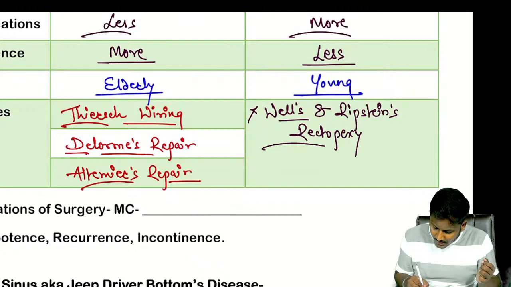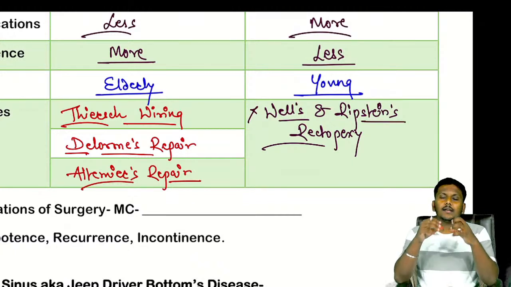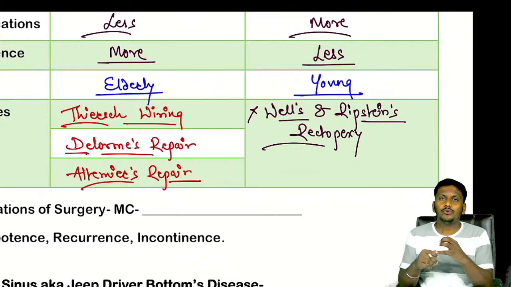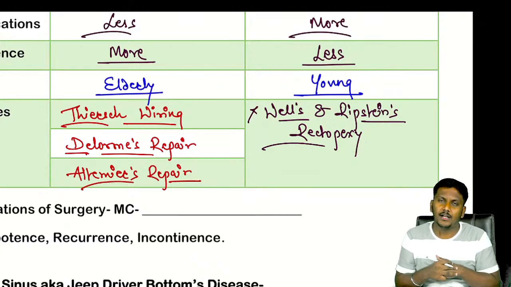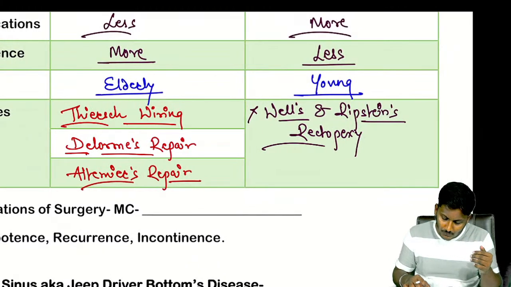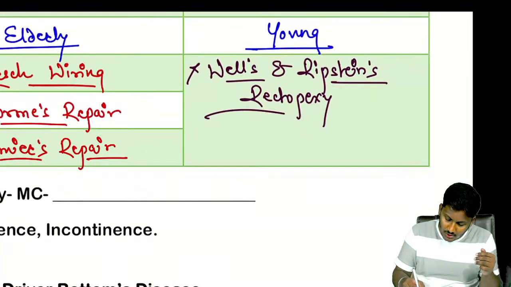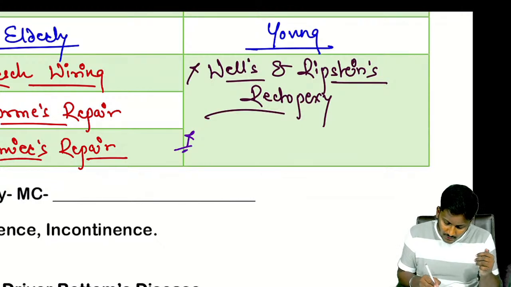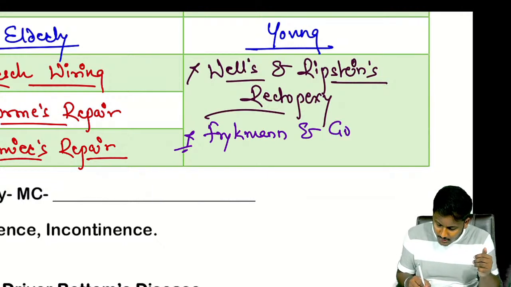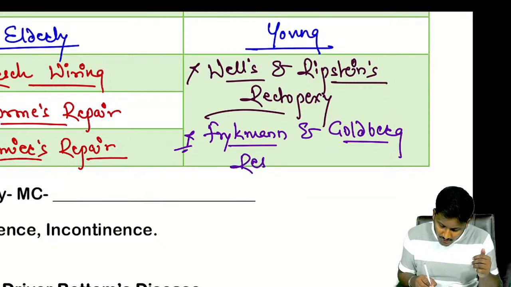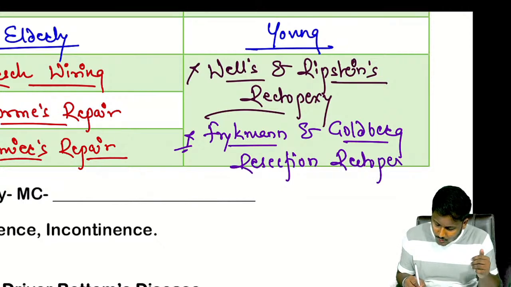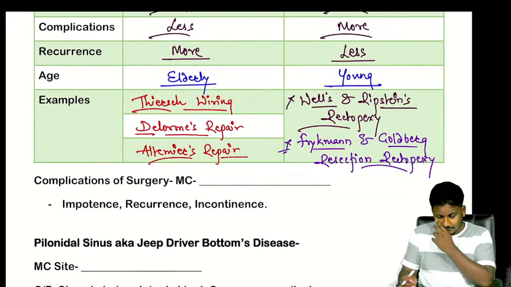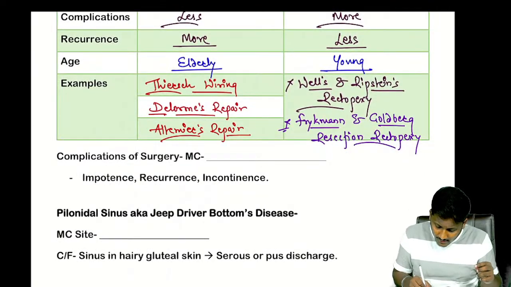Now sometimes what happens, beta, due to a full thickness rectal prolapse, the rectum of the patient gets elongated. So due to that, we actually have to cut out some part, we have to amputate some part of the rectum. Okay, and then after that we have to do a fixation. Now that surgery where we amputate some part of the rectum, beta, is called the Frykman and Goldberg resection rectopexy. Resection means we are cutting out some part. It will be known as the Frykman-Goldberg resection rectopexy. Clear to all of you? These are the things that have to be remembered.